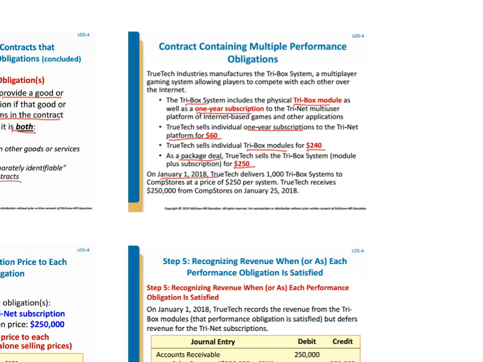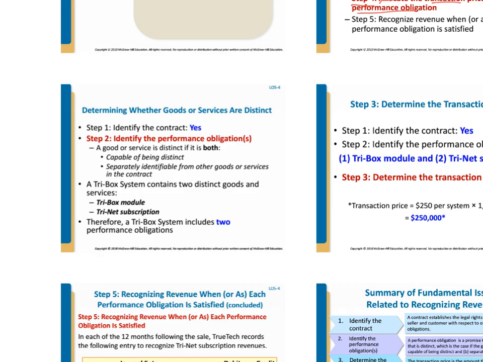On January 1, 2018, TrueTech delivers 1,000 TriBox systems to CompuStores at a price of $250 per system, and receives $250,000 from CompuStores on January 25th, 2018. Assuming that we've already established that we have a contract, we can move on to step number 2, which is to identify the performance obligations. Remember that to have separate performance obligations, a good or service must be distinct, with both it being capable of being distinct and separately identifiable from the other goods or services within the contract.